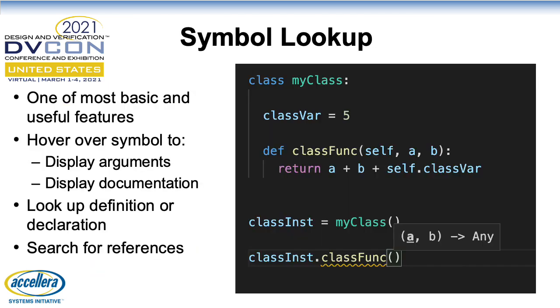So without further ado, and I know this picture is kind of fuzzy, it's zoomed in. Symbol lookup is probably the most basic and useful feature. It allows you to hover over a symbol with a mouse or use a key chord to spit out information, such as arguments or documentation. You can look up the definition or declaration. You can search for references. When you're looking at a class-based design, such as UVM, for example, you really want to know where all this stuff is without having to manually look things up in some language reference manual.